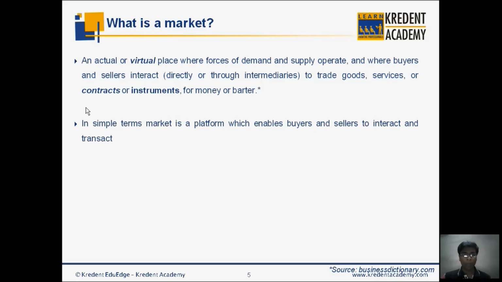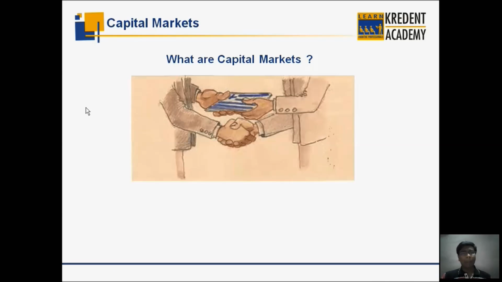Okay. So, what is a capital market? Well, a capital market is just like any other market, but in this case, what is being traded between the buyer and the seller is capital, or in simple words, money.